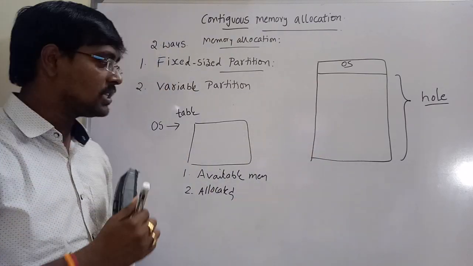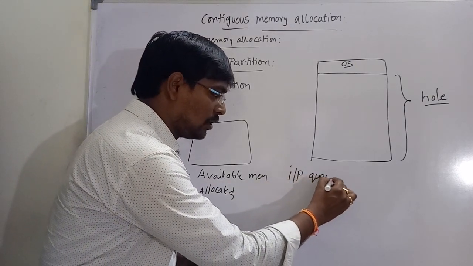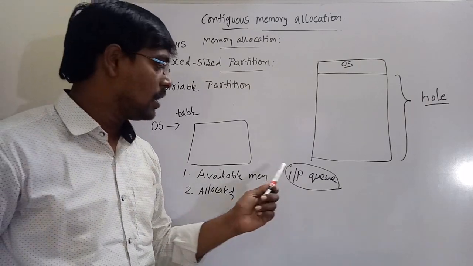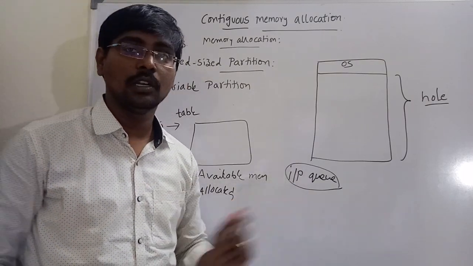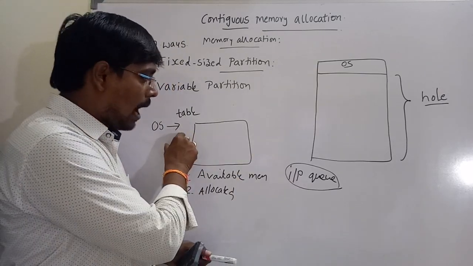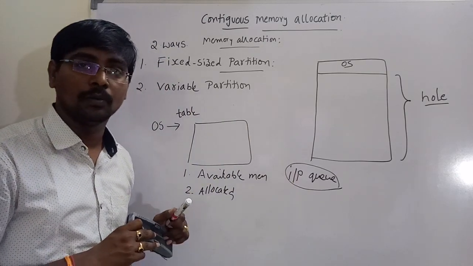Whenever a process enters into the system, all the processes are placed in the input queue by default. First, the operating system selects a process from the input queue.